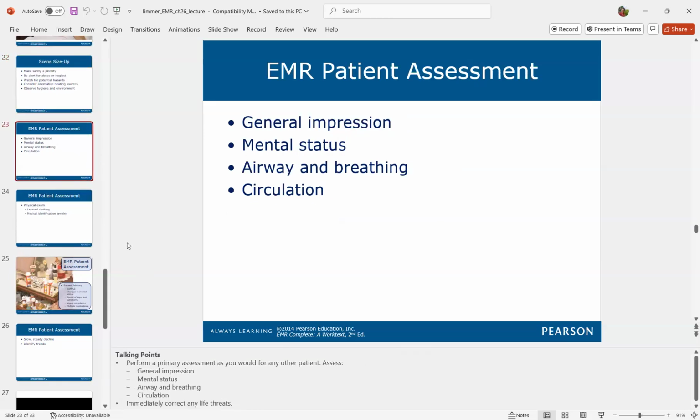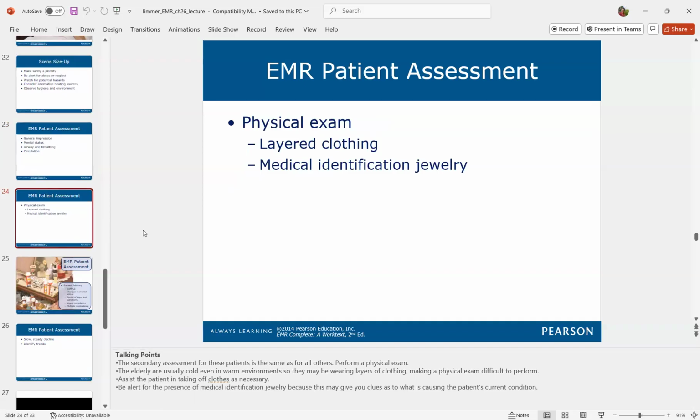Perform a primary assessment as you would any other patient. So general impression, what are you seeing? Mental status, that's our AVPU, alert, voice, pain, unresponsive. Checking their airway and breathing, check their circulation. Immediately correcting the life threats that you're seeing there. If they need oxygen, put them on oxygen.